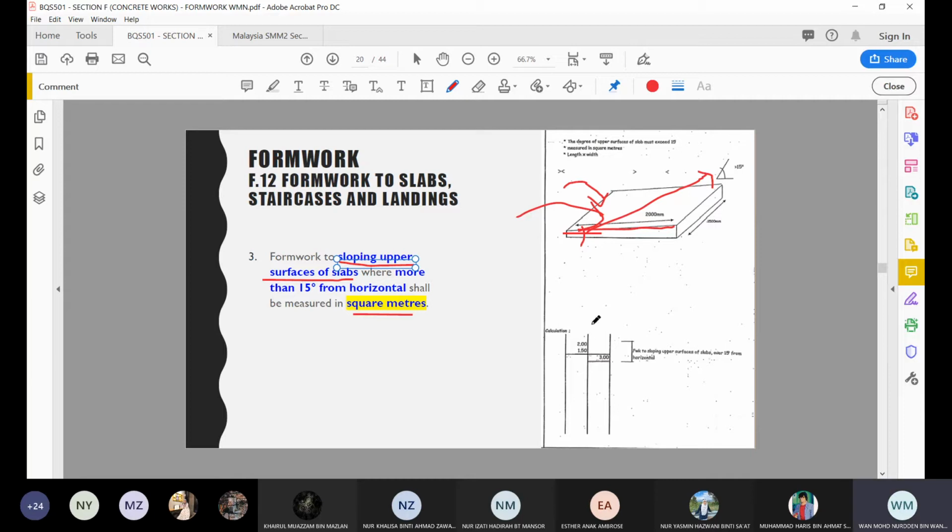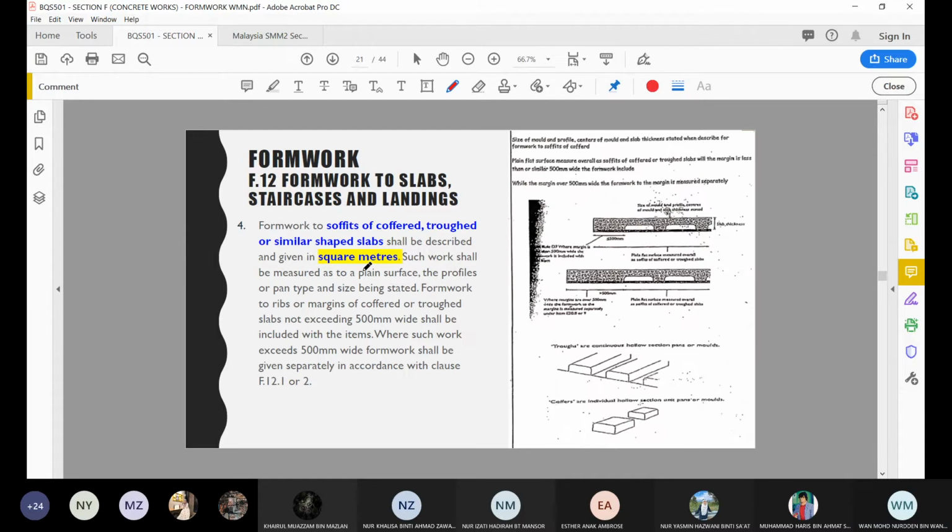Dia bagi sini 2 meter length times 1.5. Itulah. Okay. Formwork to sloping upper surface of slab over 15 degrees from horizontal. Number 4.